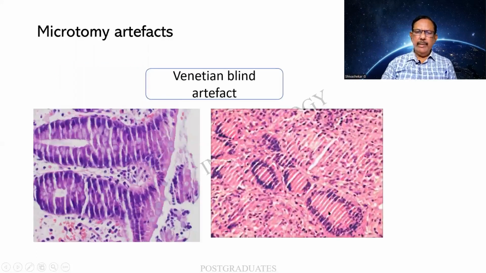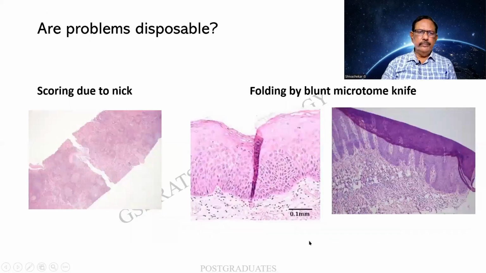So this is a Venetian blind artifact that I am seeing. Microtome. Scoring. Scoring is a cutting through. Many a time, as and when you ask for deeper sections, any number of sections you take, all the sections will be appearing like this because there can be a mark in the knife. There can be a small foreign body or there can be a niche in the blade. This will be causing it. And sometimes a blunt microtome knife can lead to a folding of the tissue like this.